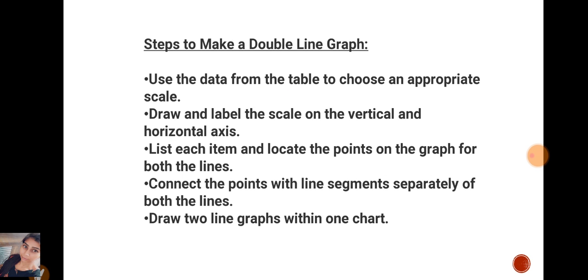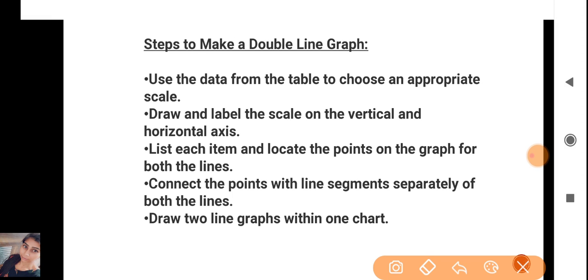So steps to make the double line graph. The steps are the same as what we have done for the line graph also. I'll just go and read it through for you so that you can understand. Use the data from the table to choose an appropriate scale. So that's the same thing. The very first thing, you're going to draw the XY axis.